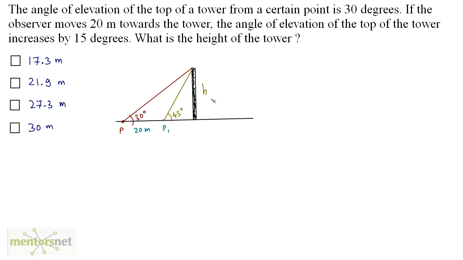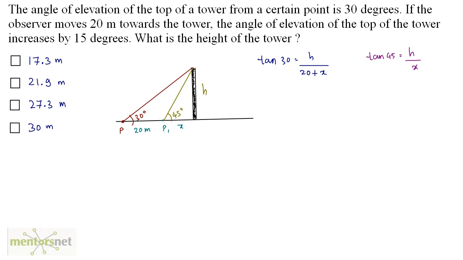Let's say h is the height of this tower, and let this distance be x between the point P1 and the base of the tower, right? So we have tan of 30 is equal to opposite upon adjacent. Tan of 30 is equal to the opposite side h upon the adjacent side 20 plus x, isn't it? Now if we take the tan of 45, we get tan 45 is equal to opposite again, h, divided by the adjacent side, that is this x, right?